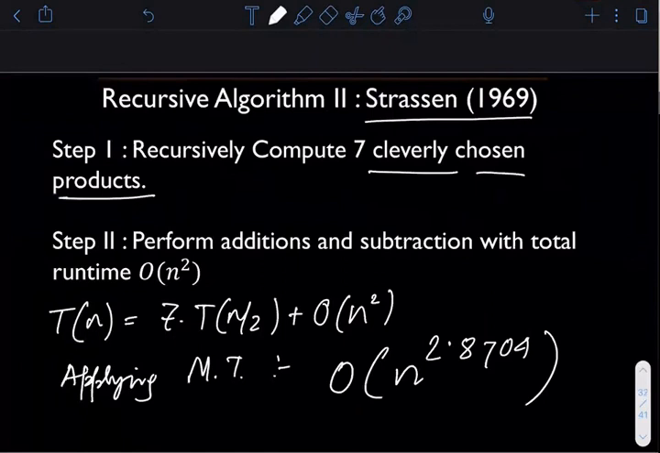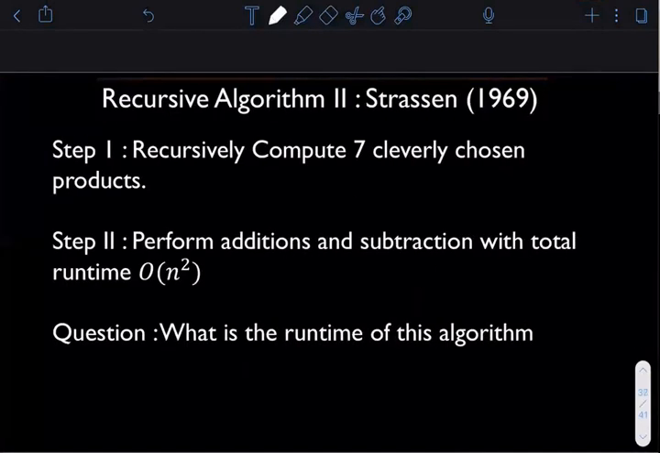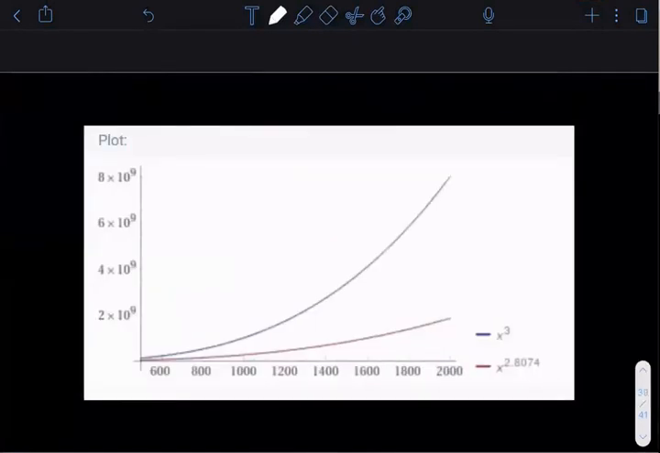Soham asks, no, I did not get log 7. Soham, this is just plugging into master theorem with a equals 7, b equals 2, and d equals 2. What were those 7 products? That will be the next slide. Because this is very mechanical for me, I want to defer it till the last point. Okay, so no more suspense.